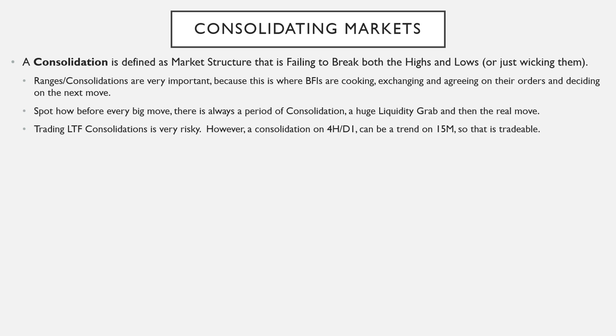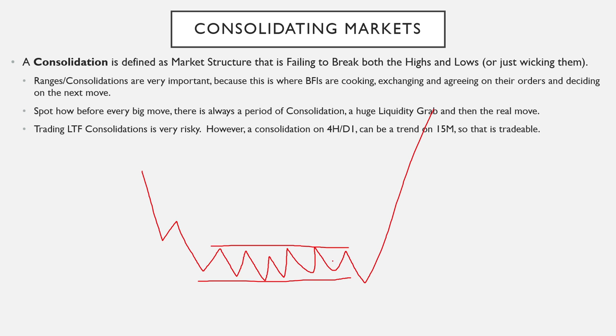So I want you to go on your charts right now and spot a very big move somewhere. And I promise you, before this big move, there is going to be a period of consolidation, and there is usually going to be a liquidity gap. So usually what happens is the market goes from a downtrend and then starts to range a little bit. It starts getting a little bit sloppy. And then you have this. What happens right there is the market is accumulating orders, building up orders. Then there is usually going to be a liquidity gap, which I'm going to teach you in the supply and demand video coming up next. And then the market just massively expands.